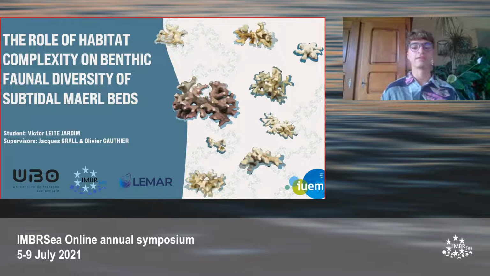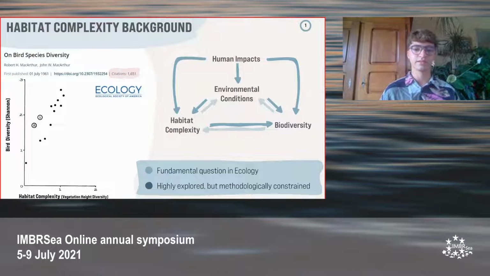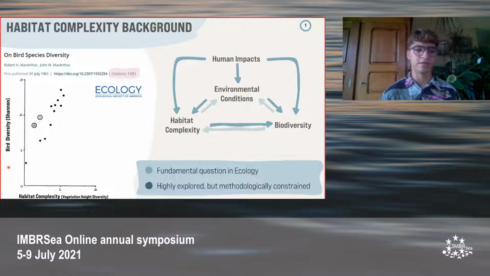The role of habitat complexity on biodiversity remains one of the fundamental questions in ecology since it was first brought up by the MacArthur brothers in the 60s. They showed that bird diversity increased with habitat complexity, and they used vegetation height diversity as a proxy for it. Since then, several studies have been conducted on the topic, and a cornerstone of ecology is that complexity promotes species richness and abundance by providing more niches and improving available space.